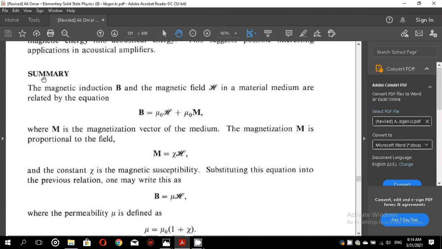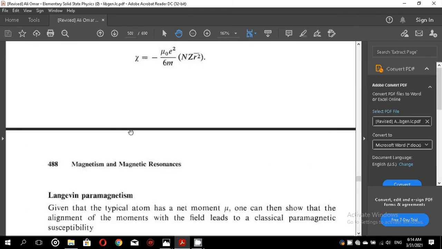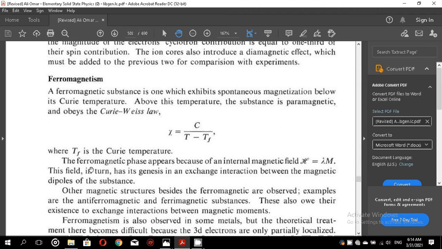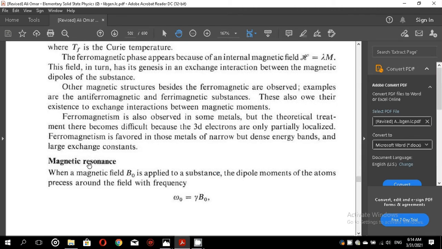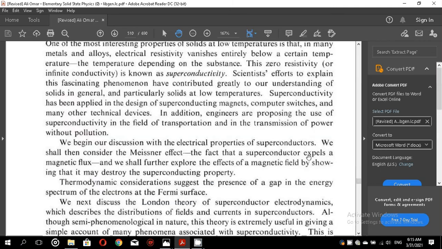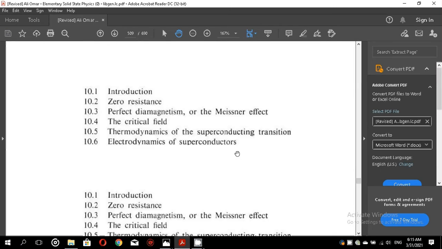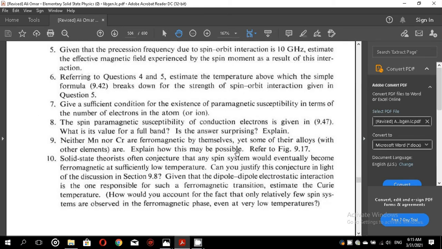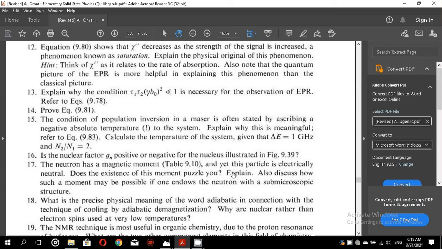Here is the summary at page 487. So you must go through this summary so that you can recapitulate whatever you studied in this chapter up to the topic Langevin paramagnetism and ferromagnetism. Okay, so after going through this summary, then you go to the question section. Where is this question section? These are problems and these are questions.